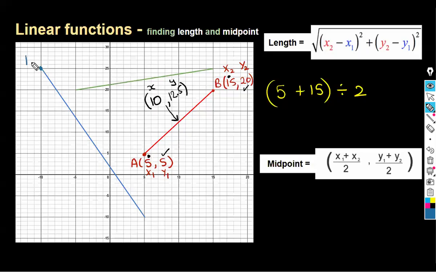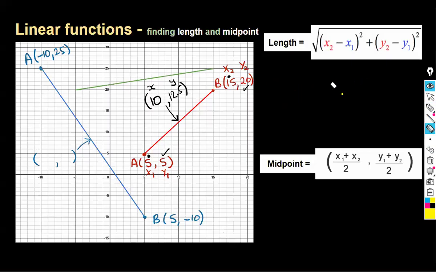For the blue line, the beginning point, A, is minus 10, 25. And the ending point is 5, minus 10. You think you all could find the midpoint of the blue line? I mean, on average, the midpoint is looking somewhere here, right? Get the X and Y coordinate of the midpoint of the blue line. For the blue line, I'll put the values up here. Let's erase this so we have no clutter.